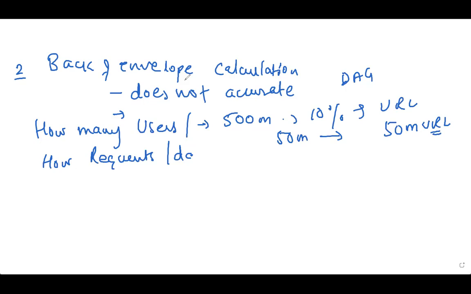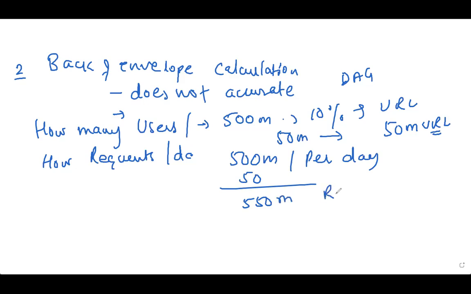Because this is only the write request, right? This is URL creation, but there are a lot of requests which are coming to read the shortened URL and convert it to the long URL, to go to the real page, right? So what is the ratio? Say for each URL, I get 10 requests. So every shortened URL, we get 10 requests to read it. That means every day I get 500 million requests for reading, and then this 50 million, so 550 million requests per day, right?